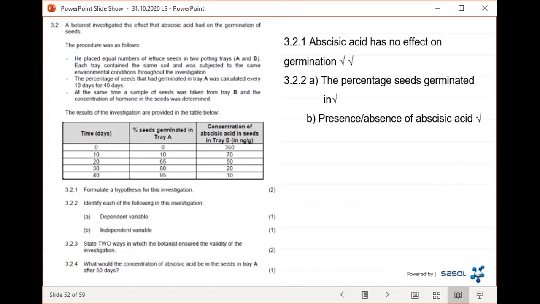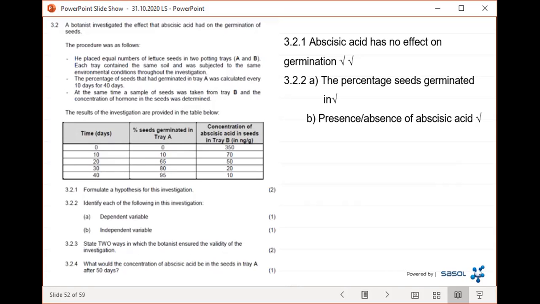And then question 3.2.3, state two ways in which the botanist ensured the validity of the investigation. So when we talk about validity, we're basically just saying, is this investigation reliable? Are the results or the findings that the botanist got reliable or valid, right? So certain measures need to be put into place in order for our investigation or results to be reliable. And then the question is asking us, what did the botanist do to ensure that these findings that he got are valid? Again, we go back to what?